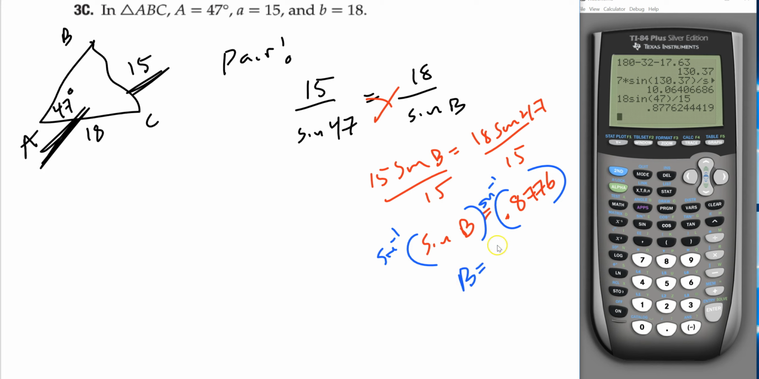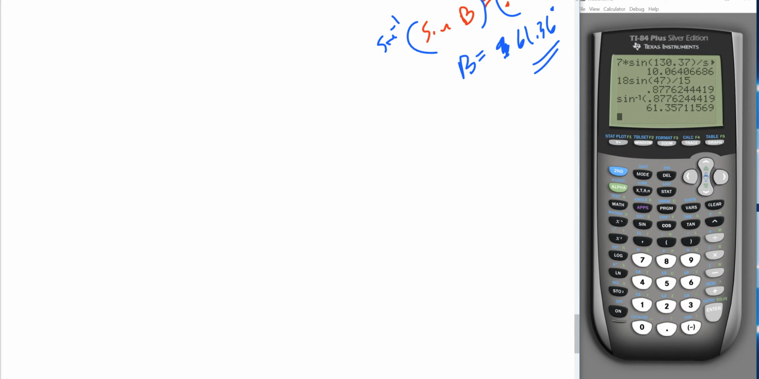And B equals sine inverse of that. Again, highlight, select your answer, and select enter. I get 31.36 nearest hundredth. 61, sorry. That is angle B. So 61.36. Now remember, the best way to tell there's two triangles, just pretend there is. Assume there is and see what happens.